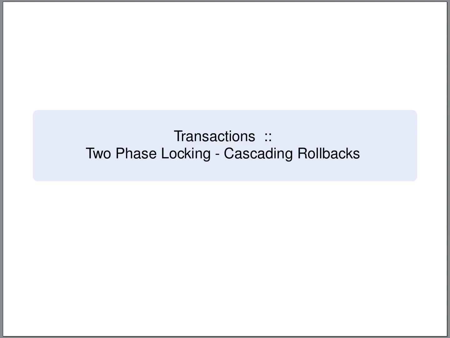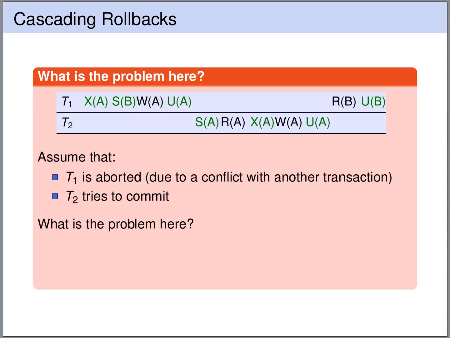In the two-phase locking protocol, rollbacks may cascade. So let's have a look at the schedule shown on this slide. Let's assume that the first transaction is aborted for whatever reason, maybe due to a conflict with another transaction. So the first transaction is aborted and the second transaction tries to commit. So what should happen here?